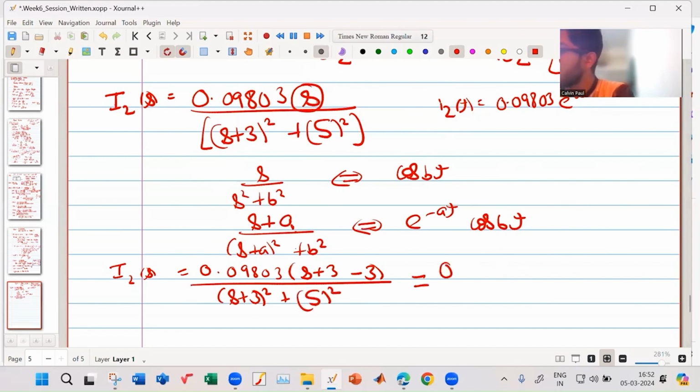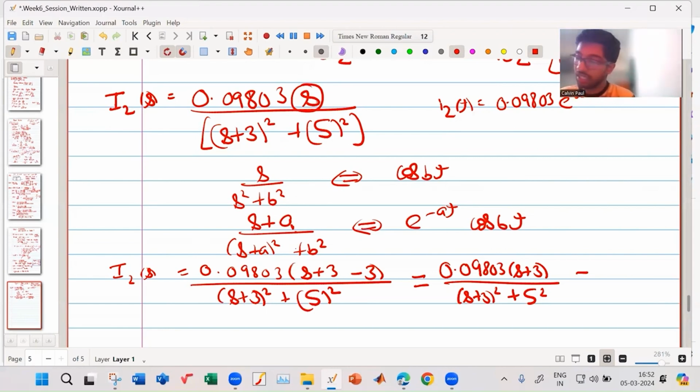This comes out to be 0.09803 into (S plus 3) upon (S plus 3) the whole square plus 5 square, minus 0.09803 into 3, that is minus 0.29409 upon (S plus 3) the whole square plus 5 square.